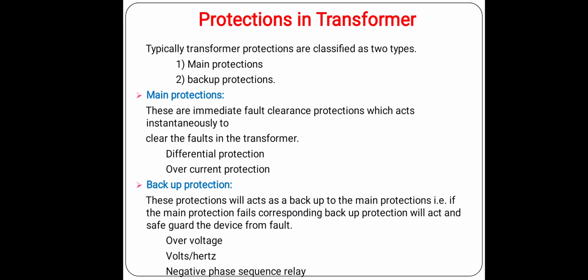Now, it is common practice to provide a Buchholz relay to all transformers of 500 kVA and above, while for all small distribution transformers only high voltage fuses are used as the main protective device. For larger rated and important distribution transformers, overcurrent protection along with restricted earth fault protection is applied. Differential protection should be provided in transformers rated above 5 MVA.